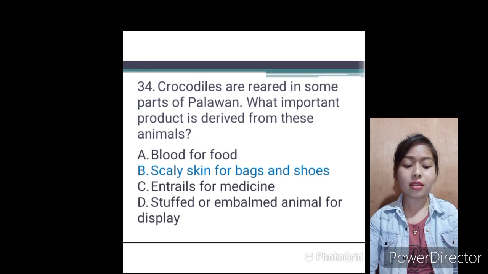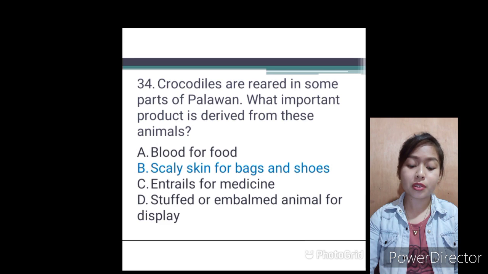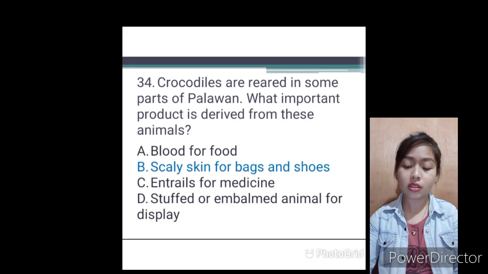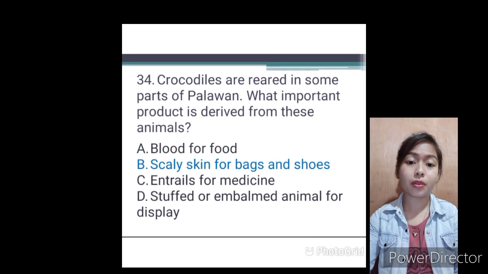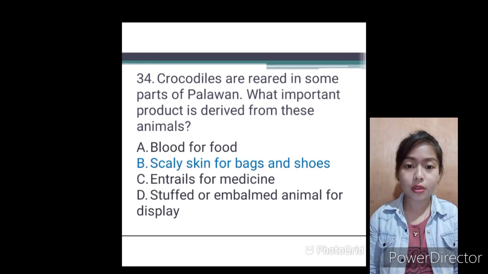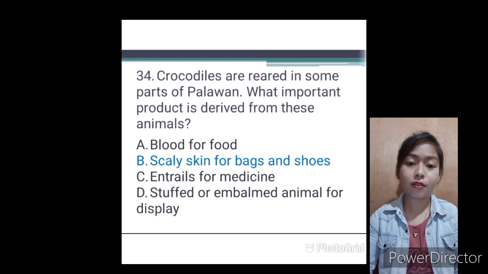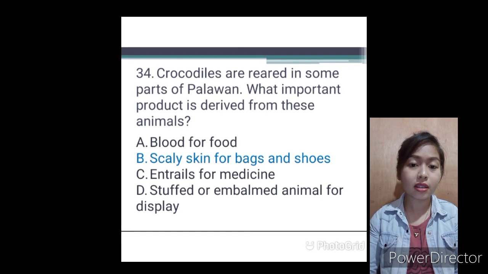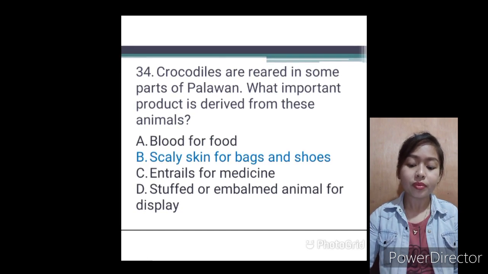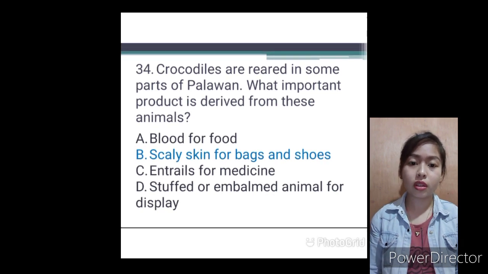My answer for this is letter B. Scaly skin for bags and shoes. Because the production of bags and other luxury items such as shoes, belts, wallets, and upholstery that is made out from the skin of the crocodile is important and expensive because of its beautiful pattern, it is long-lasting, and it is soft, especially in the belly part of the crocodile.